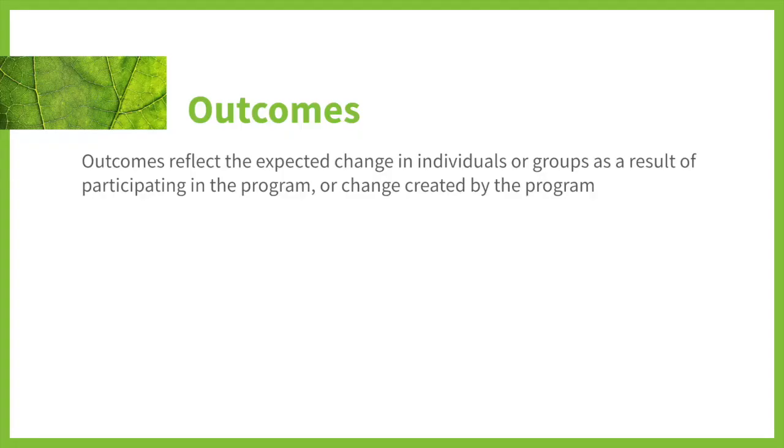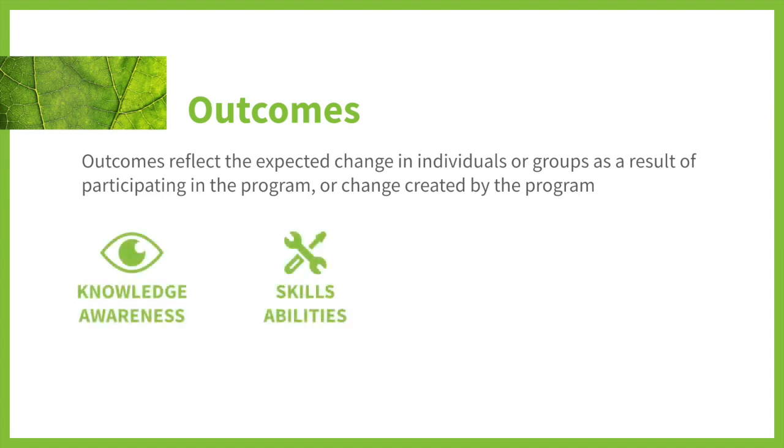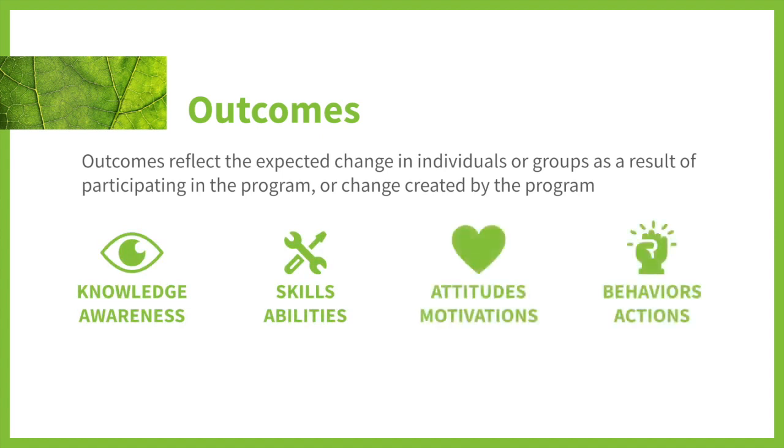outcomes. Outcomes reflect the expected change in individuals as a result of participating in the program or change created by the program. There are generally two types of outcomes: learning outcomes and program outcomes. Learning outcomes describe what participants are expected to demonstrate, and program outcomes describe what a program is expected to accomplish. Outcomes can include changes in knowledge or awareness, skills or abilities, attitudes or motivations, and behaviors or actions.